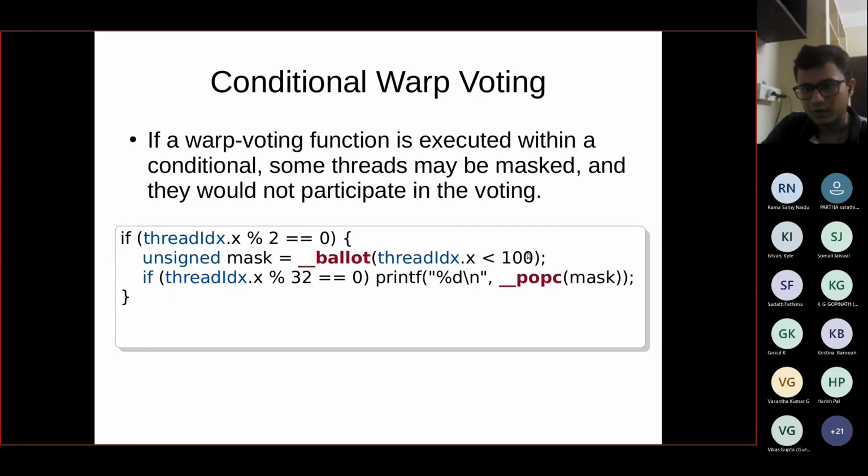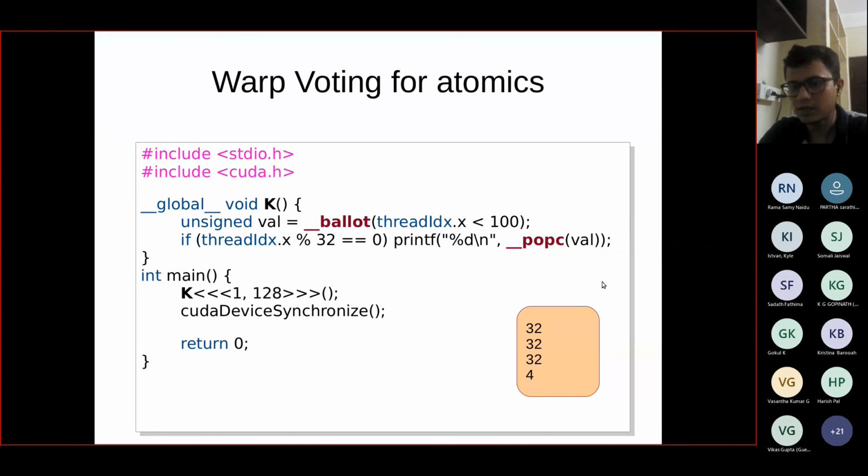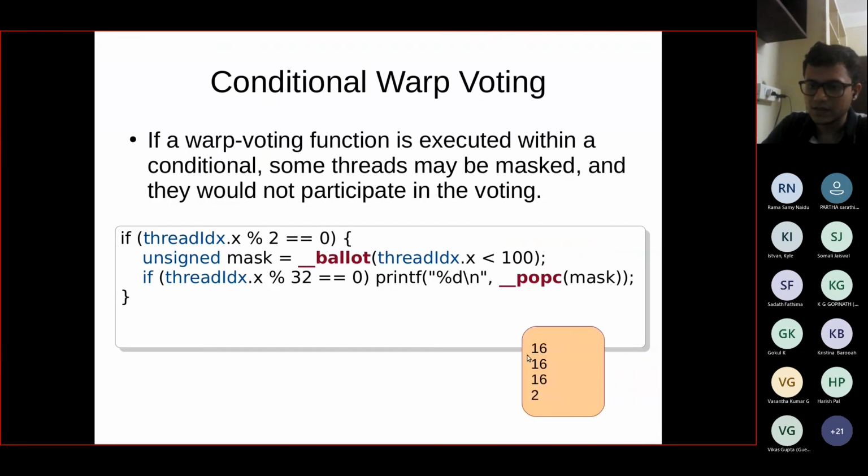And similar, as we saw in the previous example, all the threads of the first warp satisfy this condition, and the same is true for the second and third warp, but for the fourth warp only 4 threads satisfy the condition. And since now only half of the threads are entering, the number of set bits will also be half. So initially it was 32 and 4 here. Now it will be 16 and 2. I hope you are getting this, since only half of the threads are entering.